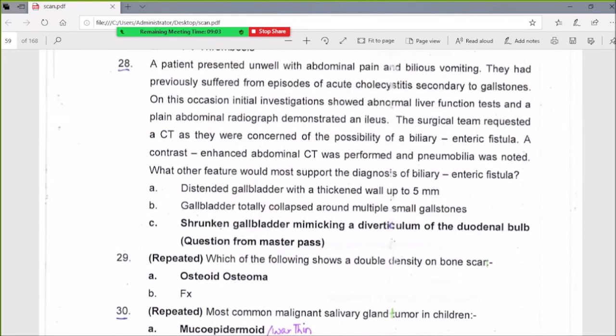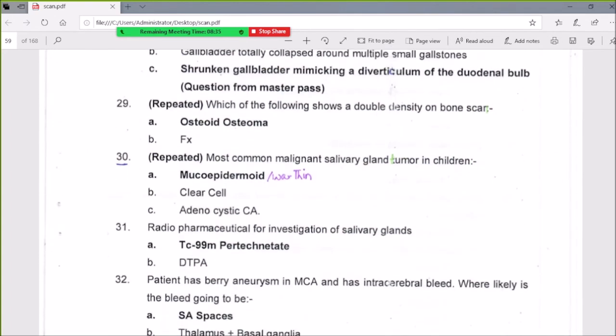28. Patient presented unwell with abdominal pain, bilious vomiting. They had previously suffered from episode of acute cholecystitis secondary to cholesterol stones. On this occasion, initial investigation showed abnormal liver function test and a plain abdominal radiograph. Surgical team requested a CT concerned of the possibility of biliary enteric fistula. Contrast enhanced CT was performed and pneumobilia was noted. Other features most supportive of diagnosis of biliary enteric fistula: shrunken gallbladder mimicking a diverticulum of the duodenal bulb.